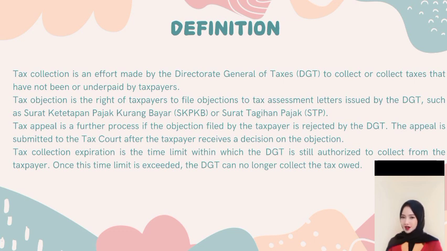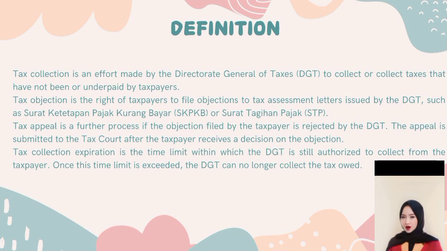Tax collection is an effort made by the Directorate General of Taxes, DGT, to collect taxes that have not been or are underpaid by taxpayers. Tax objection is the right of taxpayers to file objections to tax assessment letters issued by the DGT, such as Underpayment Tax Assessment Letter, SKPKB, or Tax Collection Letter, STP.